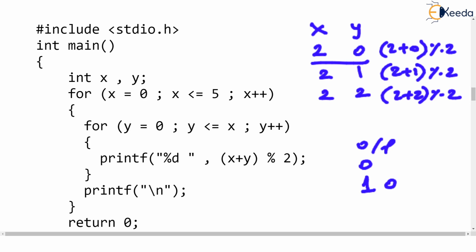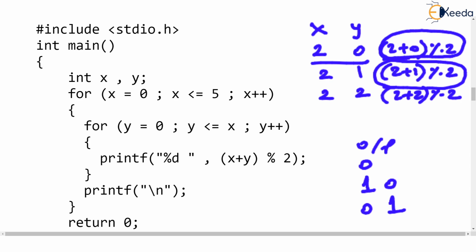And now we are going to get 2 plus 0 percent 2. That is 2 percent 2, which is again 0. 2 plus 1 percent 2, which is 3 percent 2, which is 1. 3 percent 2 is 1, isn't it? And 2 plus 2 percent 2, which is 4 percent 2, which is 0.